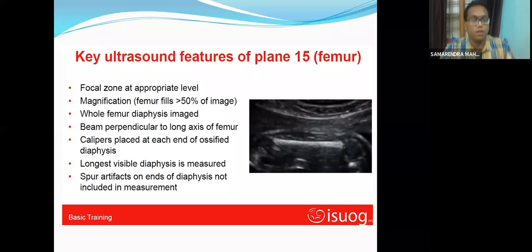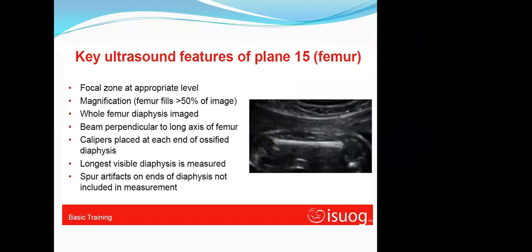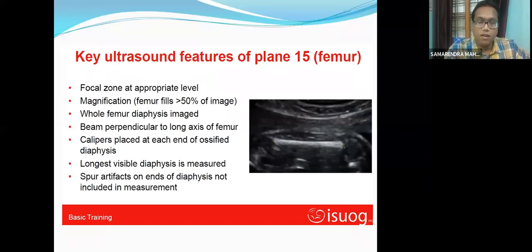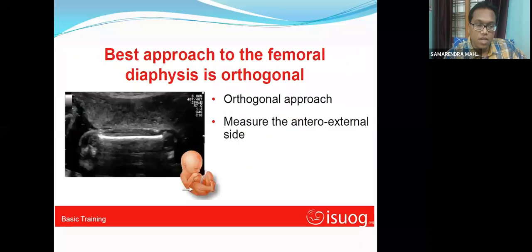The ultrasound beam should be perpendicular to the long axis of the femur, and the caliper should be placed at each end of the ossified diaphysis. The longest visible diaphysis should be measured, and any spur artifact at the end of the diaphysis should not be included in the measurement. Here is an image showing the whole diaphysis, and the femur bone is almost horizontal.